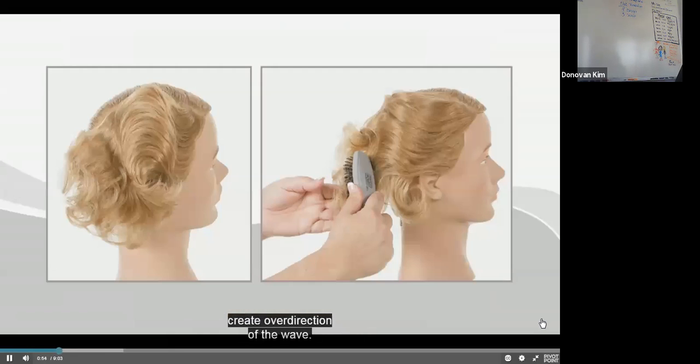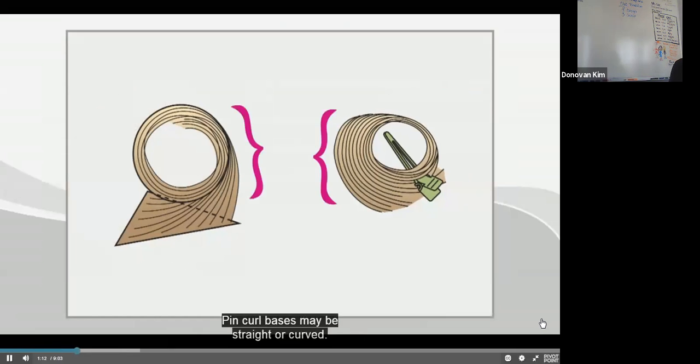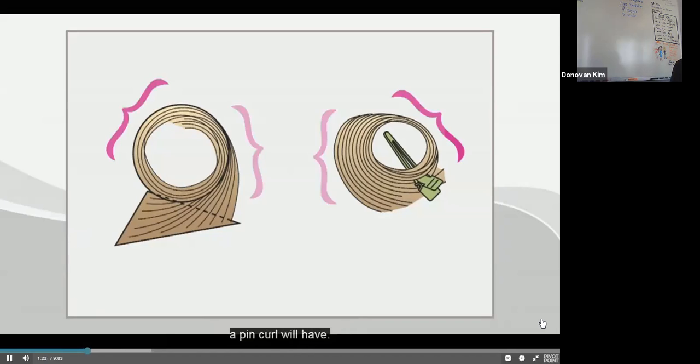Pin curls or sculpture curls are one of many ways you are able to temporarily change the direction and texture of hair. A pin curl has three parts. The base is the area of the strand at the scalp between partings within a shape. Pin curl bases may be straight or curved. The stem or arc is the beginning of the strand that demonstrates the direction of the curl between the base and the first turn. It's the stem that determines the amount of movement a pin curl will have. The circle is the remaining end of the strand that forms the curl. The size or diameter of the circle determines the width and strength of the wave.